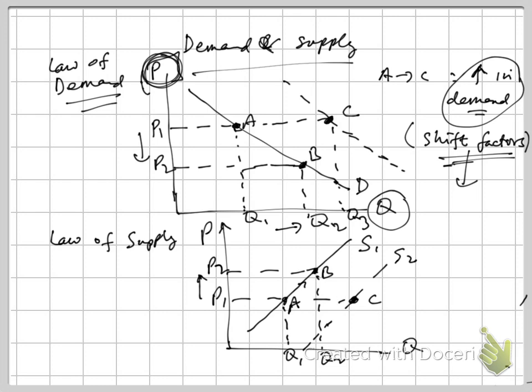The entire curve is shifting, and it's caused by other factors like decrease in input prices, technological progress, expectation of sellers that the price will go down in the future, therefore they sell more today, and so on and so forth. So those are the shift factors and movement along the curve.